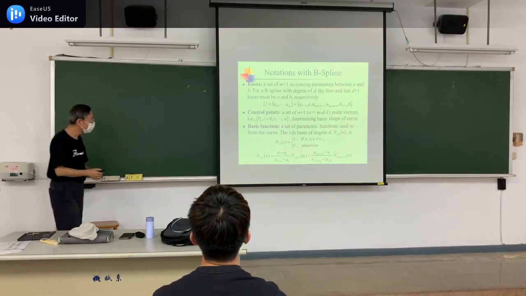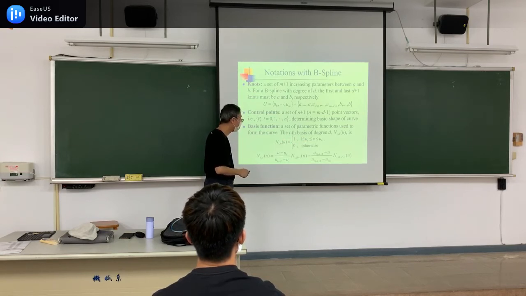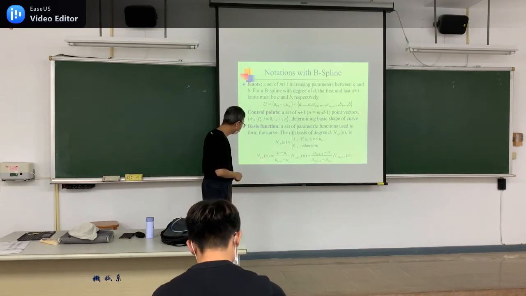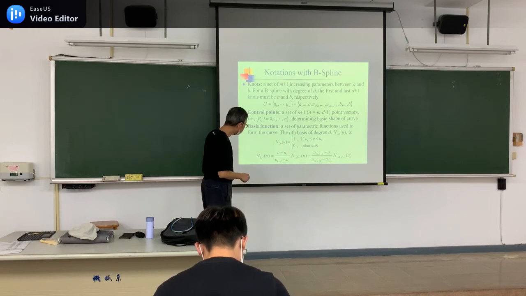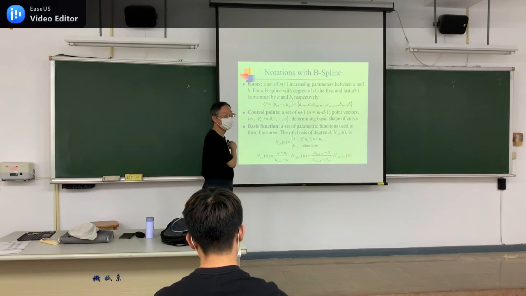Okay, so degree 0 means it's a constant function. Inside some parameter range it is 1, the others are 0. And once you have 0, then you compute degree 1 first. Degree 1 will be computed by degree 0. Once you have degree 1, you can compute degree 2. Degree 2 is computed by degree 1. And by iteration, you can have this.